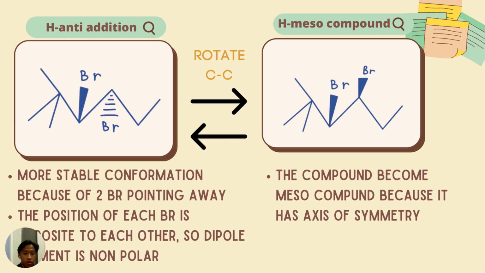Compound H has a more stable conformation because the two Br in the structure are pointing away from each other, and when the positions of the bromines are opposite to each other, the dipole moment is zero, so it is non-polar. And if we rotate one carbon, it becomes a meso compound because it has an axis of symmetry.